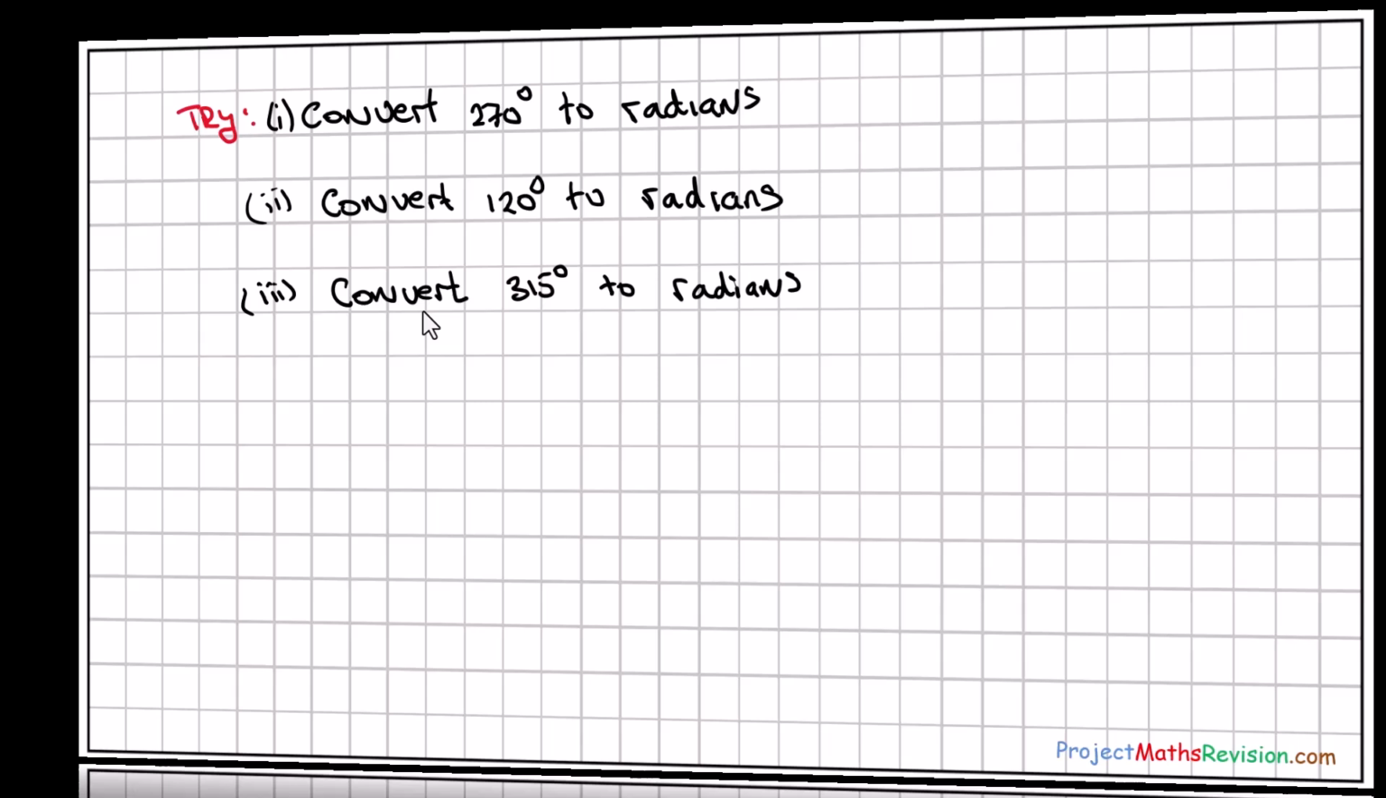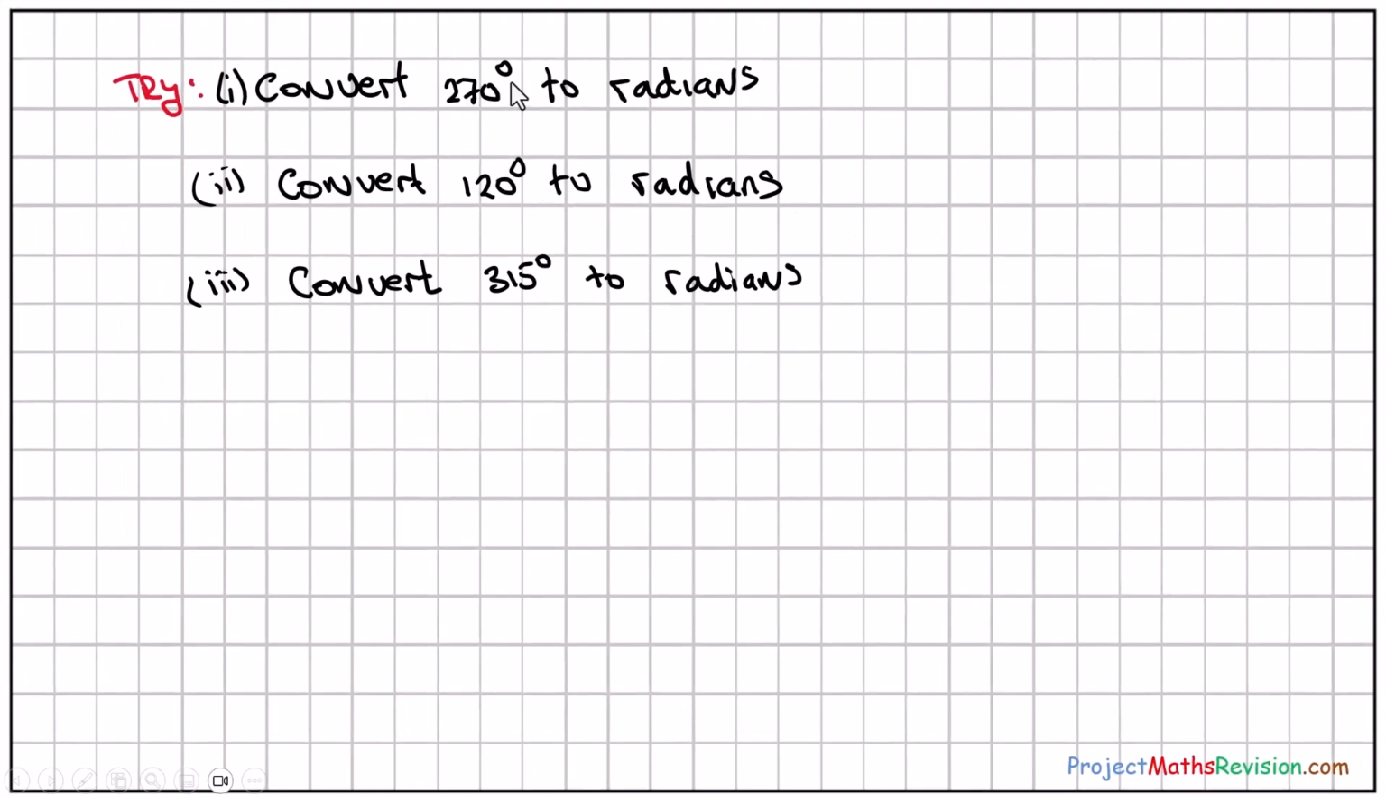So here are some conversions that you could try. Convert 270 degrees to radians, 120 degrees to radians, and 315 degrees to radians.